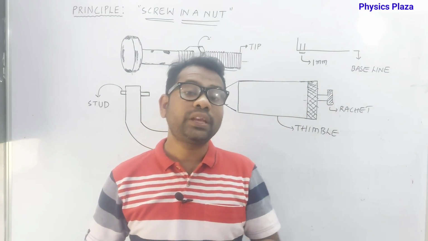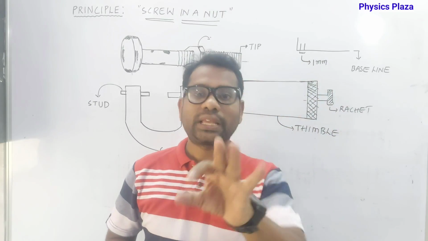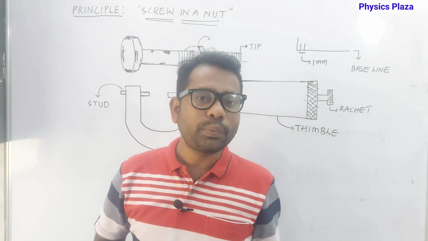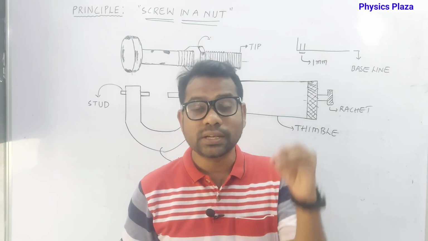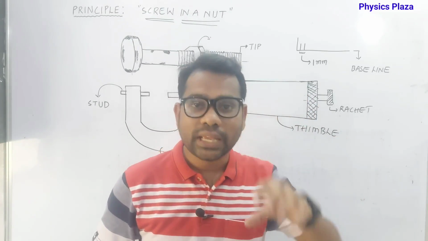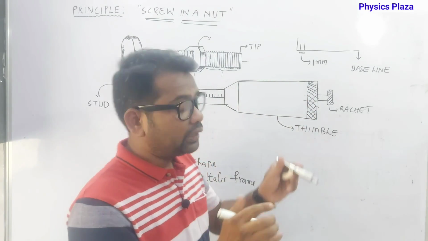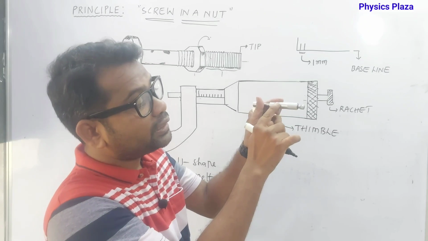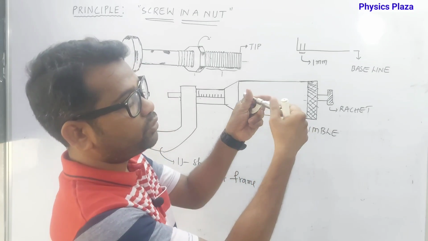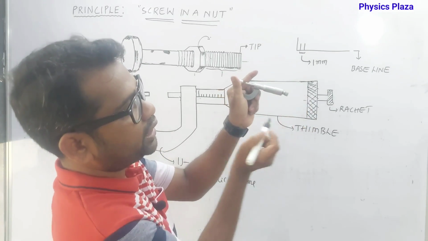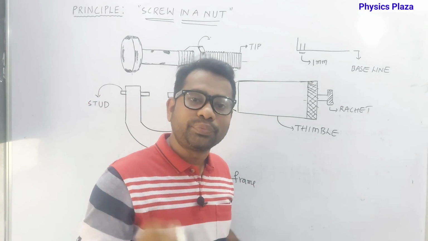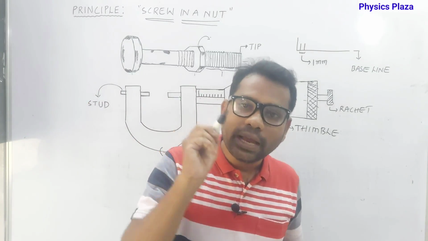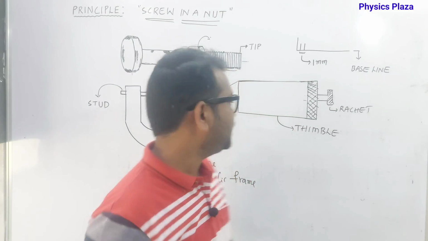Then how to calculate that least measurement, children? For that we need one more scale, very important. If you want to measure that least distance with the help of a screw gauge, we have one more scale. Where is that scale made? That scale is made on this hollow cylinder. Whatever is being rotated is the hollow cylinder, and the scale is made there. That we can call the head scale or circular scale.